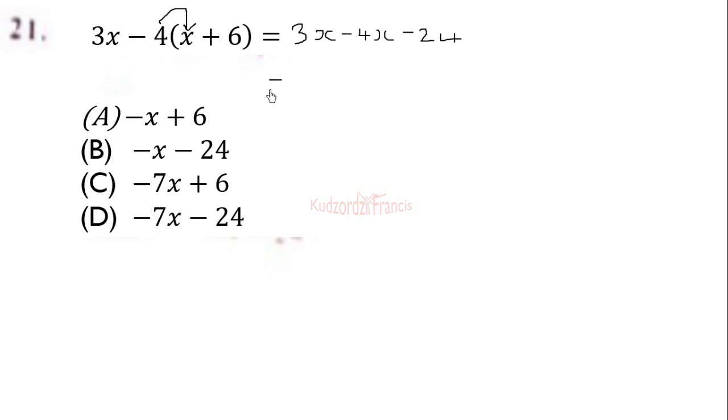Now let's simplify further. 3x minus 4x will give you negative x, then minus 24. So the correct answer is option B.